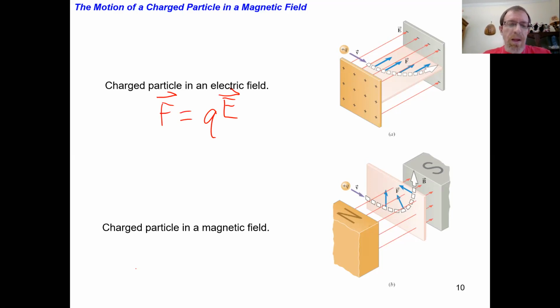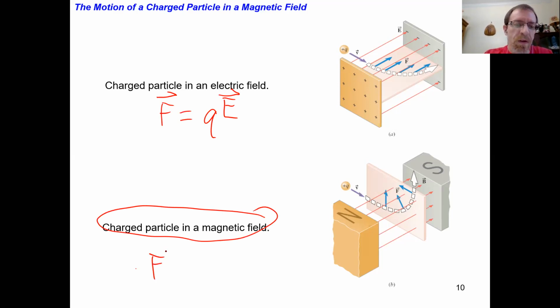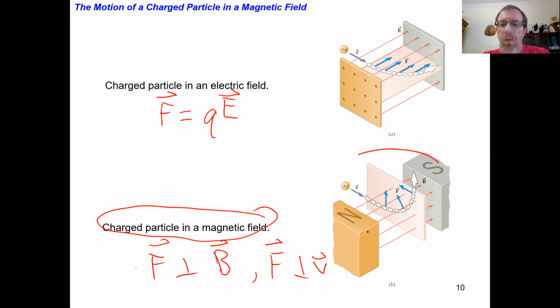Now, on the other hand, if we look at this charged particle in a magnetic field, what we end up with is that the force is actually perpendicular to the magnetic field. Also, the force is perpendicular to the velocity vector. And that's exactly what we see here.